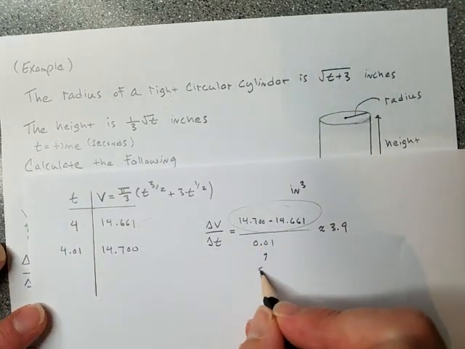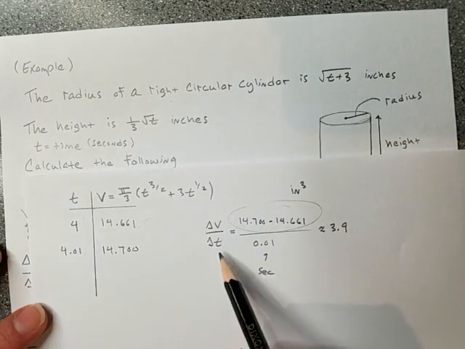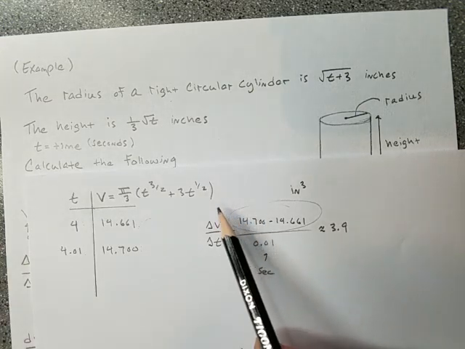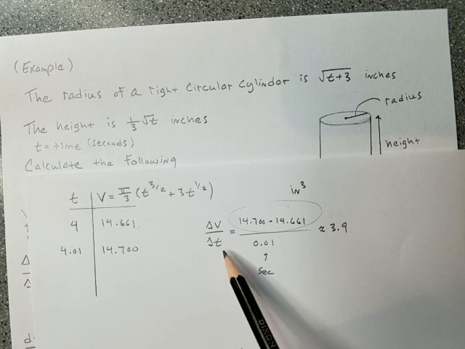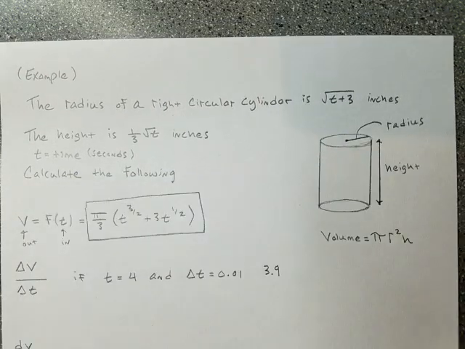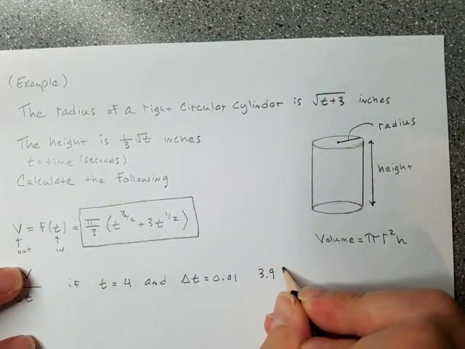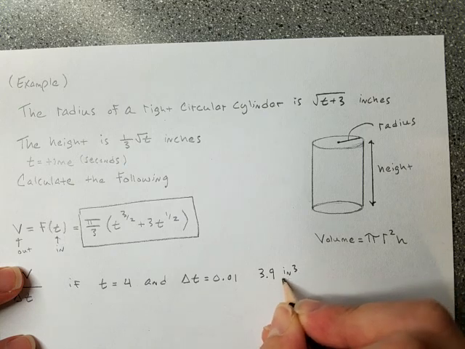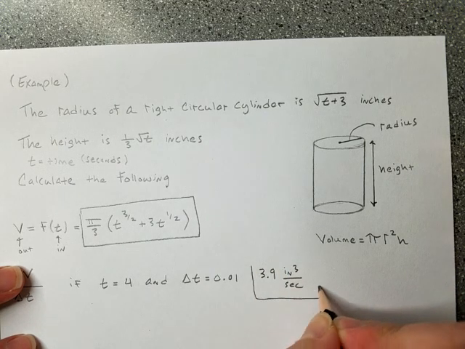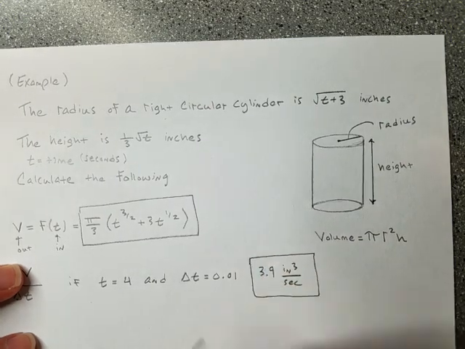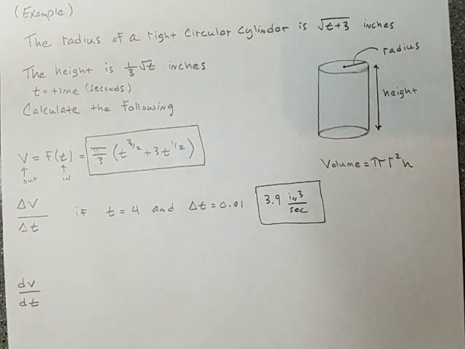So that's going to be seconds. So when you calculate delta V over delta T, you're telling me the change in volume in cubic inches over the change in time in seconds. All right, so this number will be cubic inches per second. Let's pay attention to the units. If you ever took a science class, like a chemistry or physics class, you get in trouble if you don't pay attention to your units, okay?